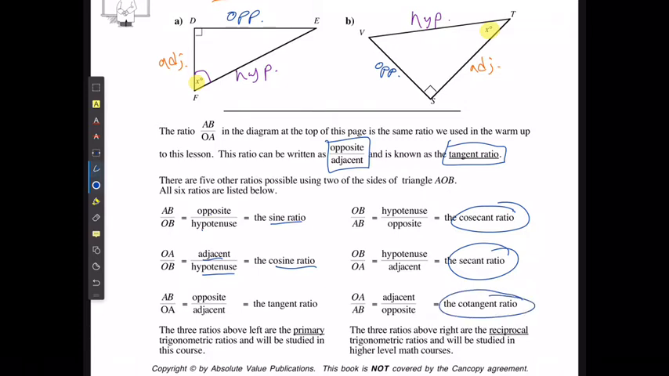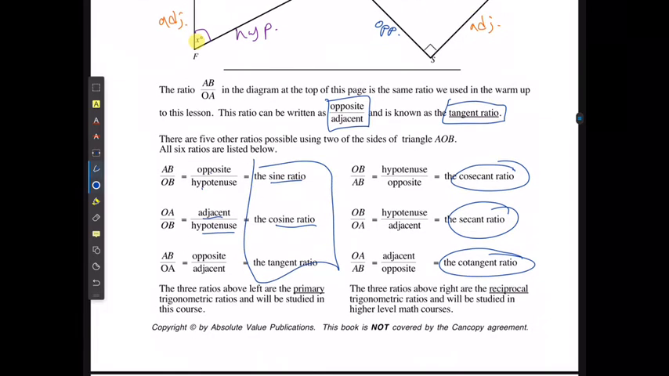You're not going to use these until you get to grade 12. Before then, we're just looking at the basic ratios. We call them the primary ratios. The other ones are the reciprocal ratios. So we're just using the primary ratios for what we do right now.